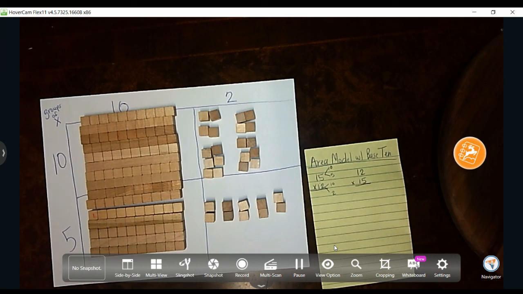Now, if you want to progress where we're just using numbers in our area model, be sure to watch the next video.